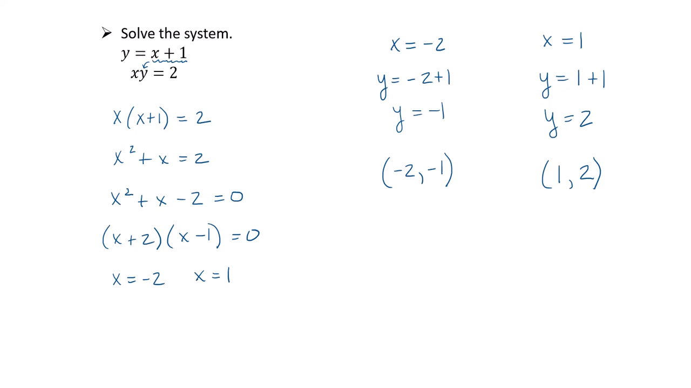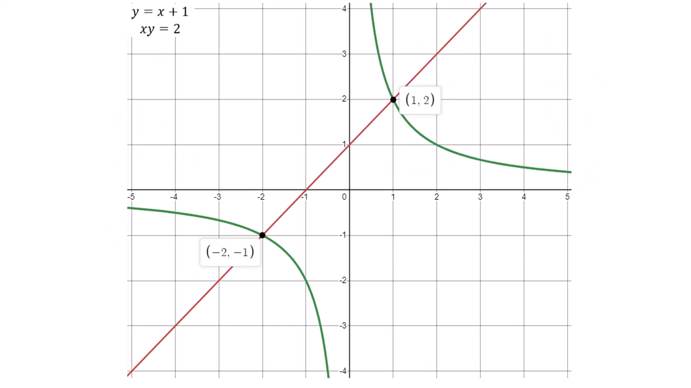Again, I'd like to show you what this looks like in graph form. So we see the red line is that linear equation, and xy equals 2 are the curve parts in green, and my solutions negative 2, negative 1, and 1, 2 are the places where the line and the curve will intersect, the solutions to that system.